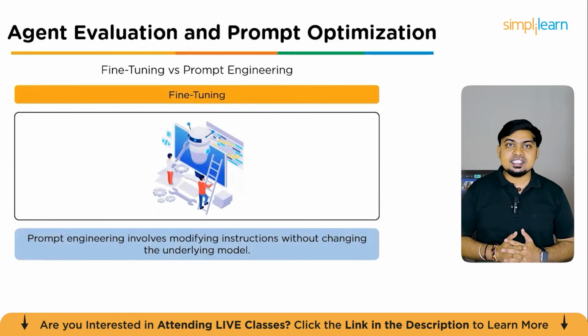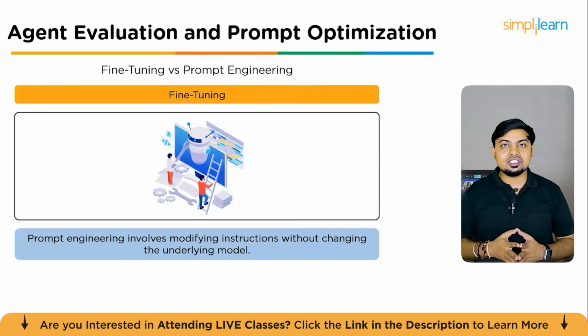When optimizing AI agents, there are generally two main approaches, prompt engineering and fine tuning. Let's go through prompt engineering. Prompt engineering involves modifying instructions without changing the underlying model. It's faster, cheaper, and effective for most use cases. That's why the majority of agent systems rely heavily on prompt design. Fine tuning, on the other hand, involves training the model on custom datasets. This approach can provide more consistent behavior in specialized domains, but it comes with higher cost and complexity. In practice, developers typically exhaust prompt engineering strategies before moving into fine tuning.